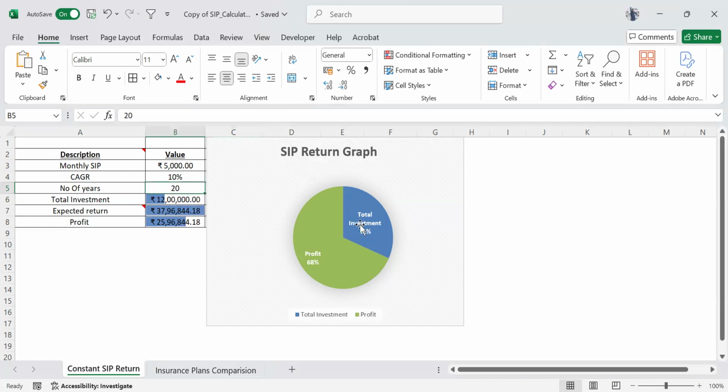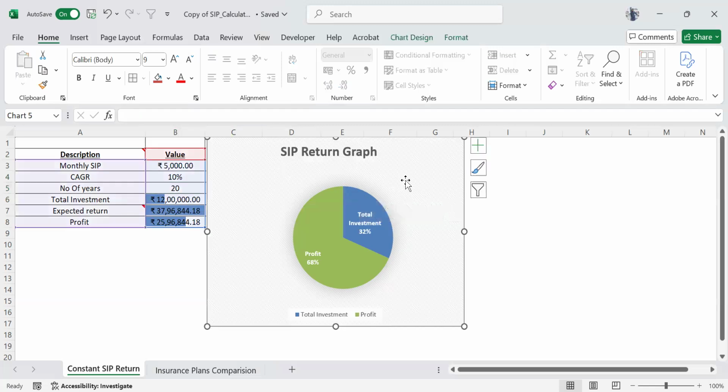So now you can see this graph, right? This is reflecting the percentage of profit and the percentage of total investment when you are changing this value, that is the SIP amount, CAGR, or maybe the number of years. So how to get this graph? This is a very simple step.